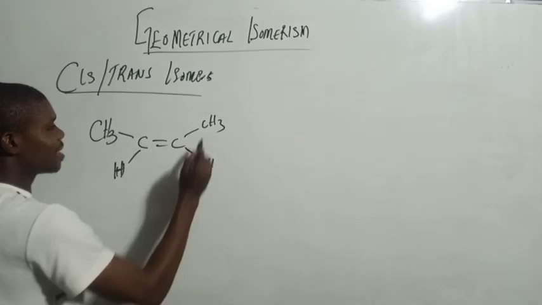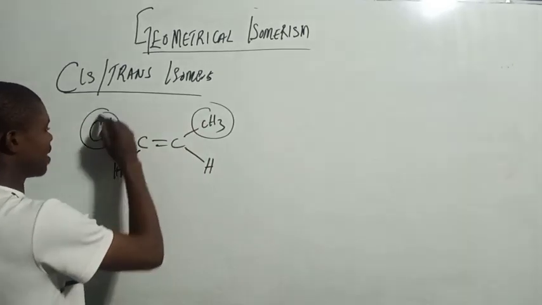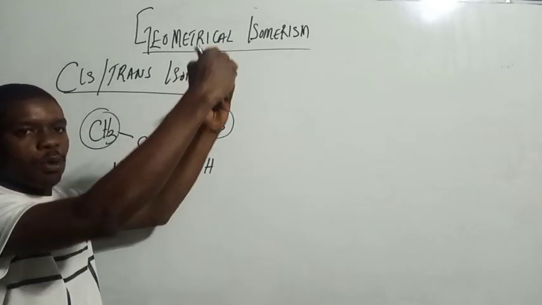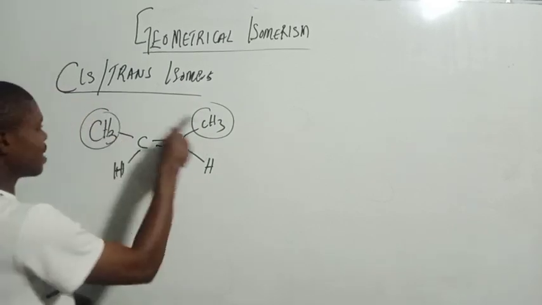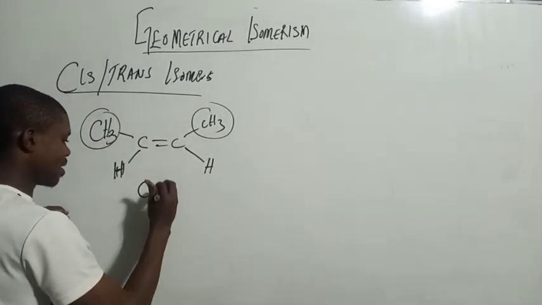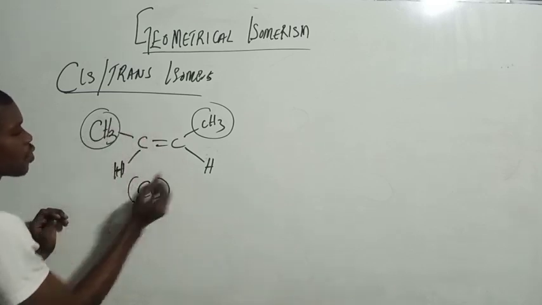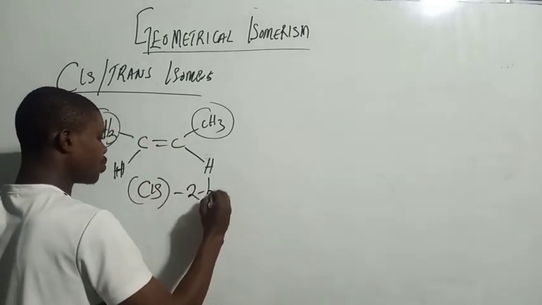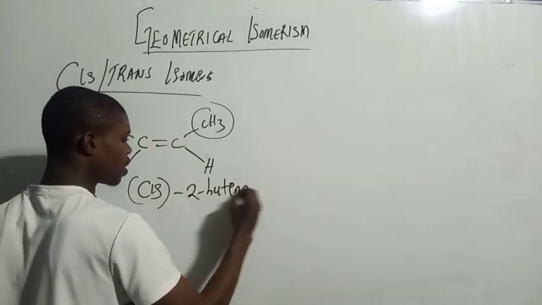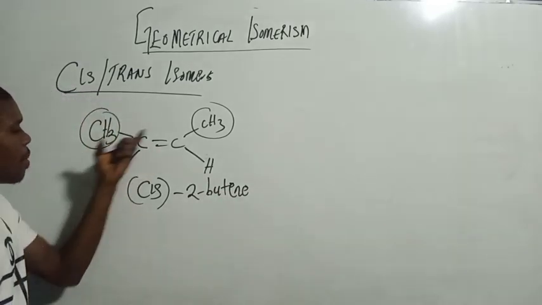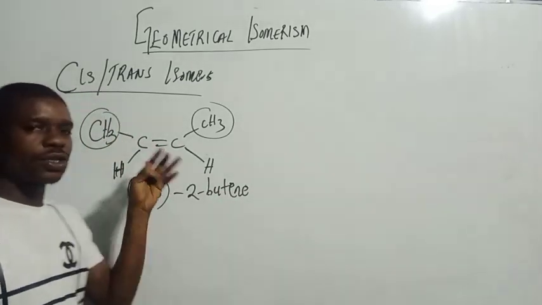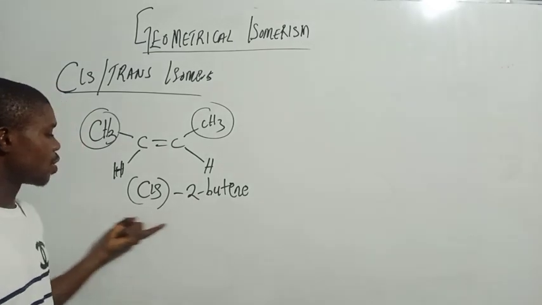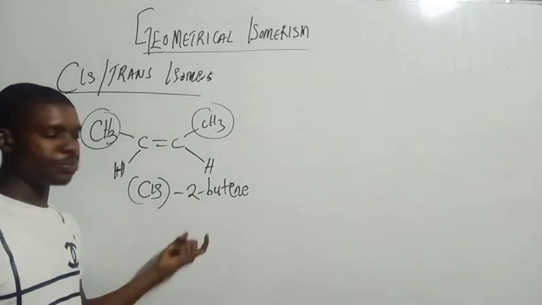Now, when you look at these two groups here, they're on the same side. They can either be up or down. Because they're on the same side, it's called cis. Now, the name of this compound is 2-butene. Do you get that? So when the compound is given to you like this and they say give the structure, they want it as cis-2-butene.